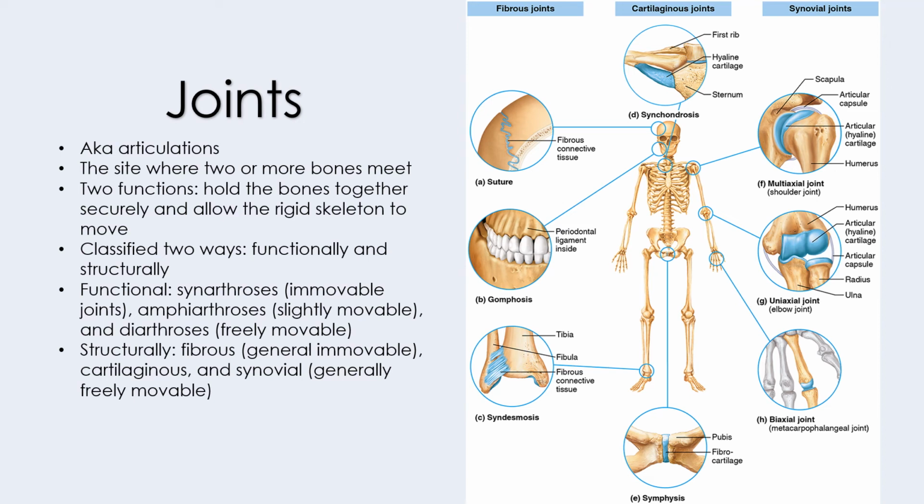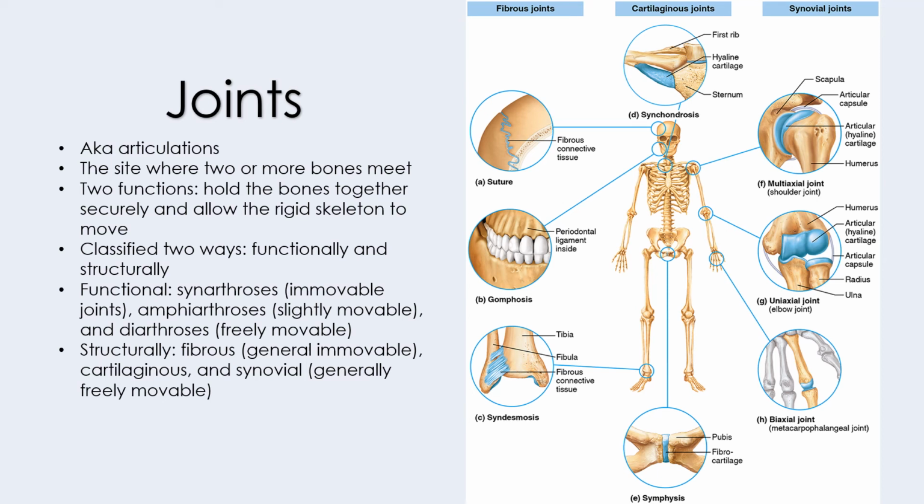So with one exception, being the hyoid bone of the neck, every bone in the body forms a joint with at least one other bone. So joints are also called articulations. And it's just the site where 2 or more bones meet, with the function of holding the bones together securely and allowing the rigid skeleton to move.